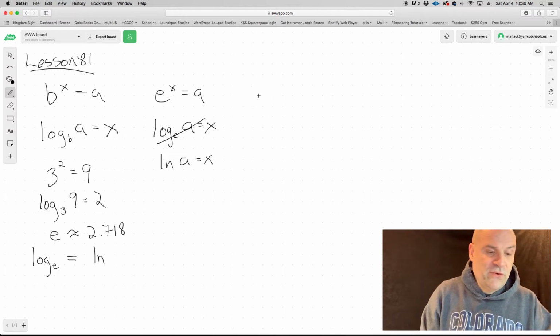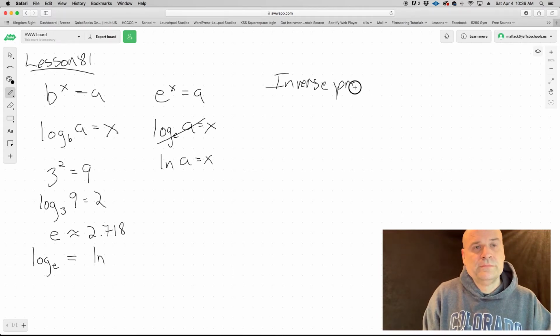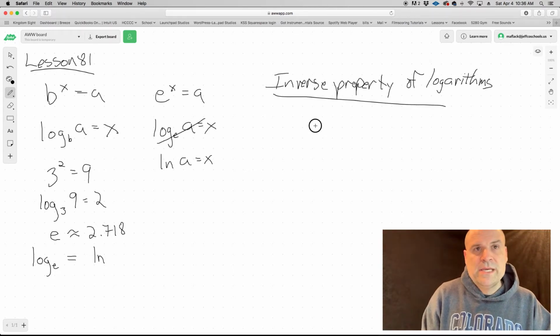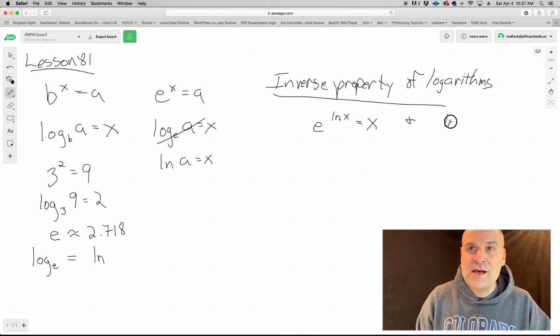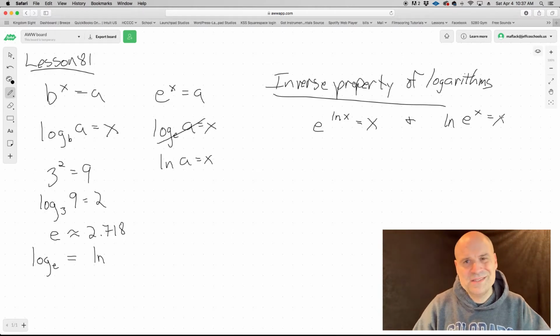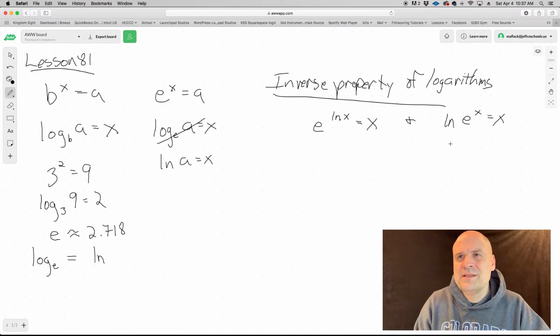So here's our first inverse property. e with an exponent of natural log of x equals x, and natural log of e to the x equals x. Let's take that apart a little bit. Let's look at this one first. Remember, natural log is just log base e. Log base e of e to the x equals x is saying, what exponent do you apply to e to get e to the x? Well, x.